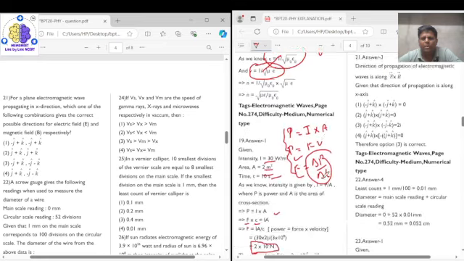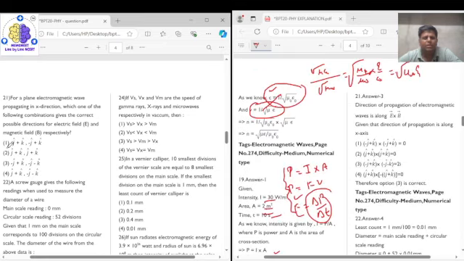Now coming to question number 21. For a plane electromagnetic wave propagating in x direction, which one of the following combinations gives the correct possible direction for the electric field and the magnetic field respectively? So first electric field and then magnetic field. If we go option by option, the direction of propagation is the cross product of the E vector and B vector, E vector cross B vector.